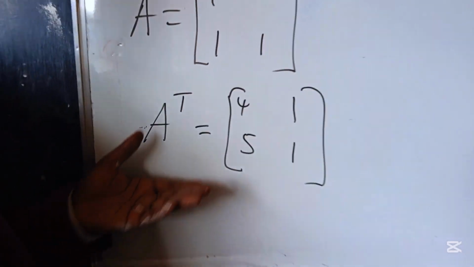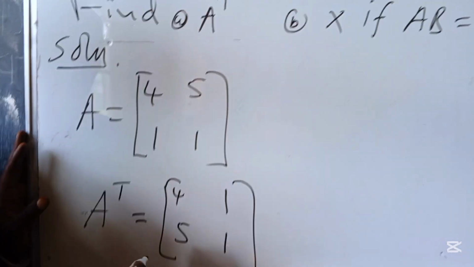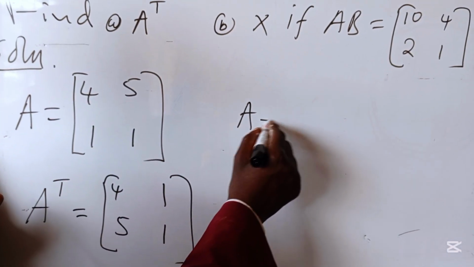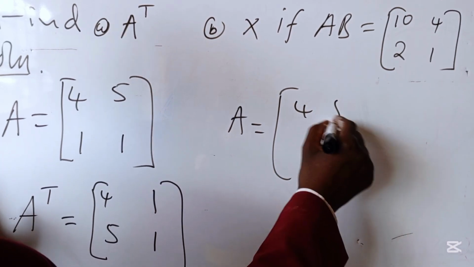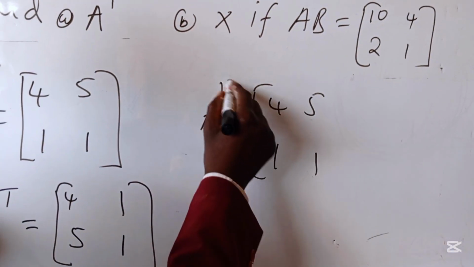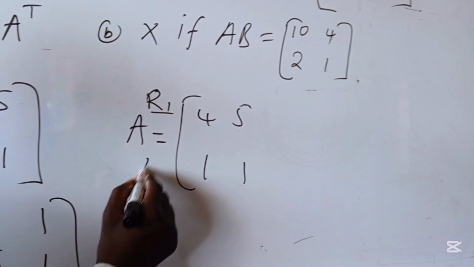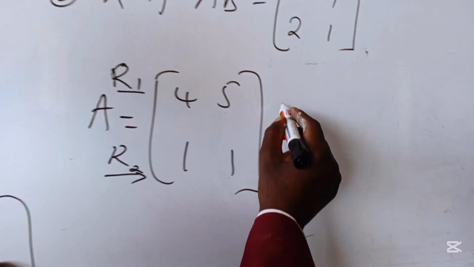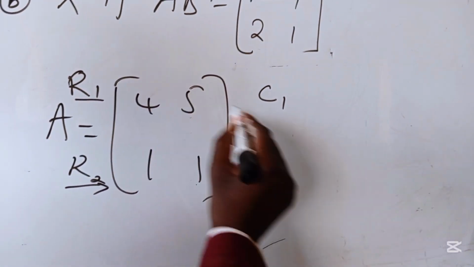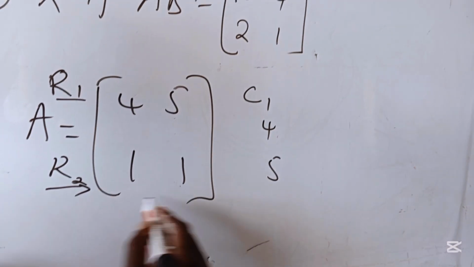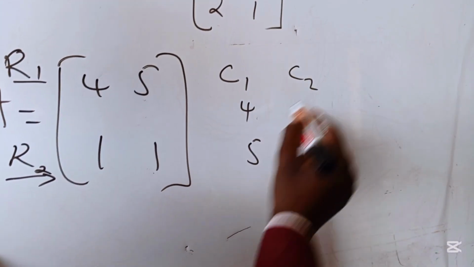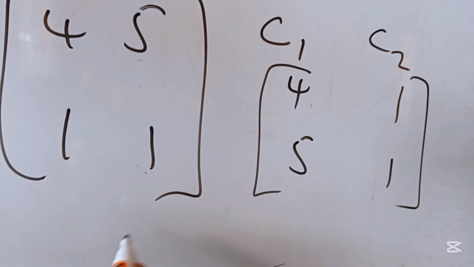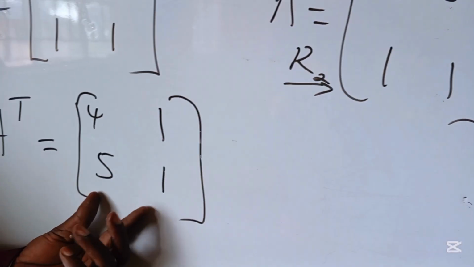Now, for the sake of learning, some people don't know what is happening. For example, if this is my matrix A, 4, 5, 1, 1, this is row number 1 and this is row number 2. So what happens? Row number 1 should become column 1. How do I write this? Column 1 becomes 4, 5. Then row number 2 becomes column 2. How is it going to be? It is 1 on 1. So it means I've transposed. This is what we are calling A transpose. That's why the answer is there.